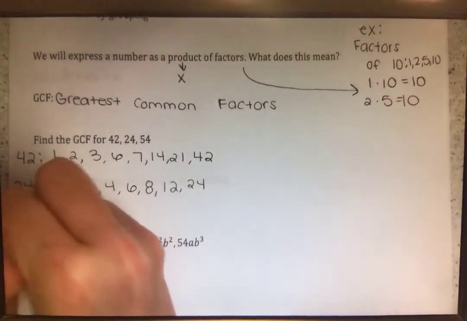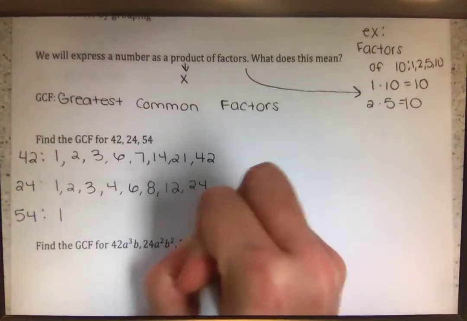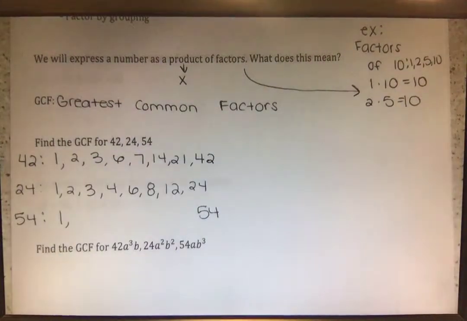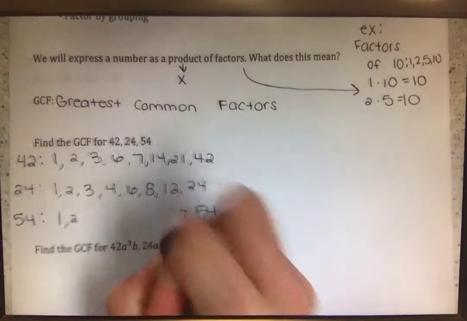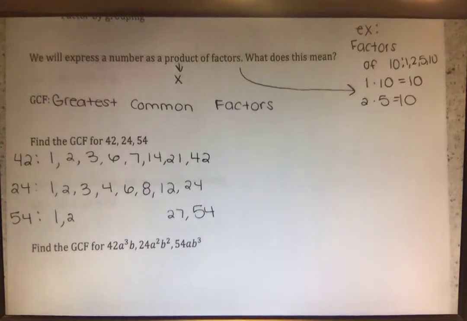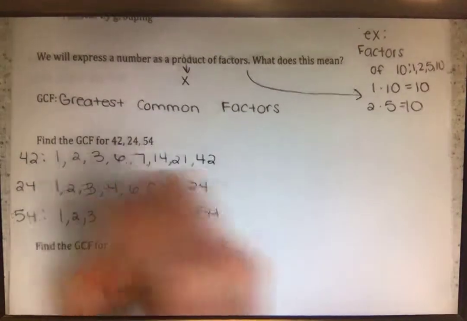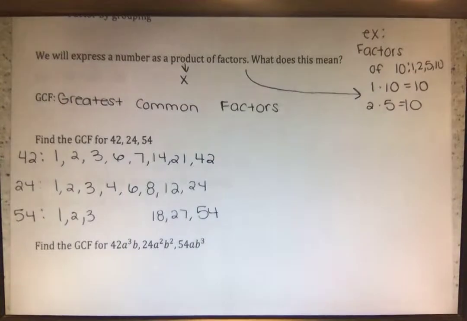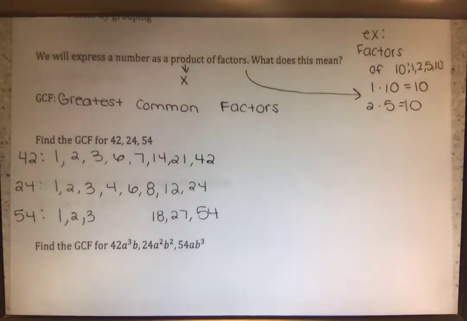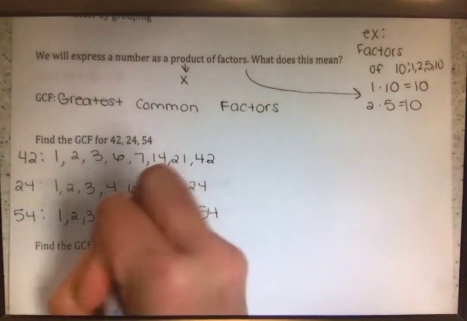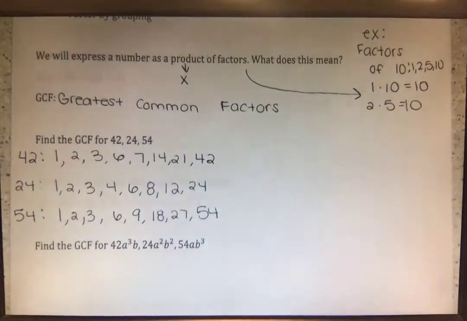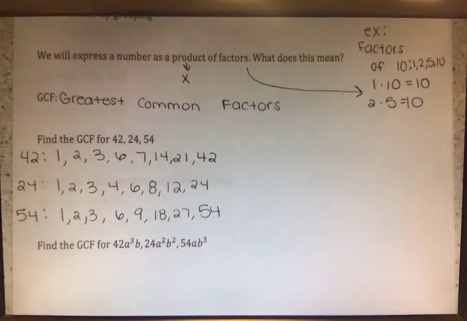Lastly, 54. 1 times 54. 2 times 27. 3 and 18. 4 doesn't work. 5 doesn't work. 6 and 9. 7 doesn't work. 8 doesn't work. 9 is already there, so we know our list is done.